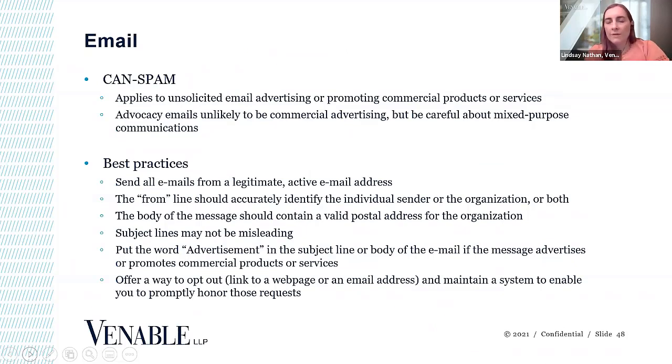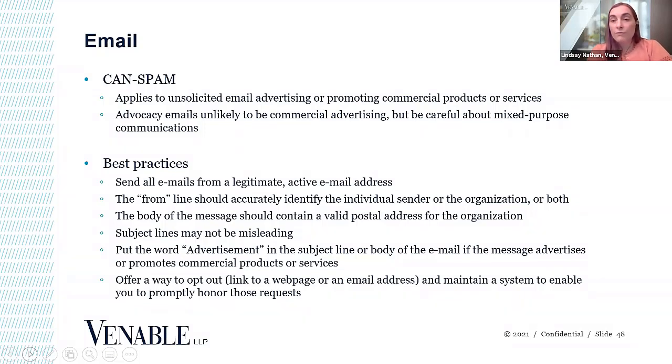Email. So obviously every organization has an email list, and those email lists are very precious, but you have to be aware of the requirements under CAN-SPAM and other marketing rules related to mass emails. CAN-SPAM applies to unsolicited email advertising or promotional commercial products or services. Advocacy emails are obviously not likely to be commercial advertising, but you just have to be careful that you understand those rules and make sure that they do not apply to your organization or your email.